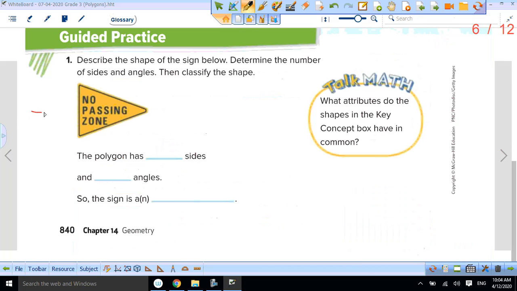The next one. Describe the shape of the sign below. Determine the number of sides and angles, then classify the shape. The polygon has how many sides? 1, 2, 3. It has 3 sides. How many angles? 1, 2, 3. So the sign is what? What is the name of the polygon that has 3 sides and 3 angles? Yes, triangle.